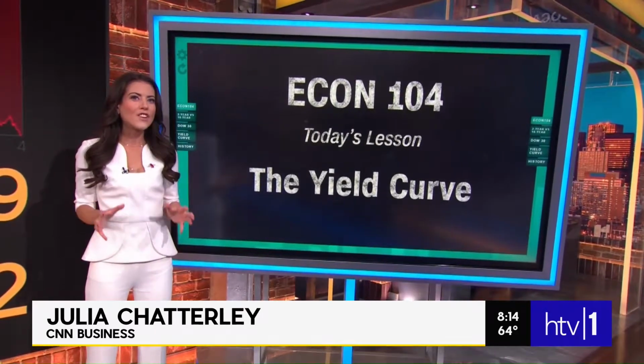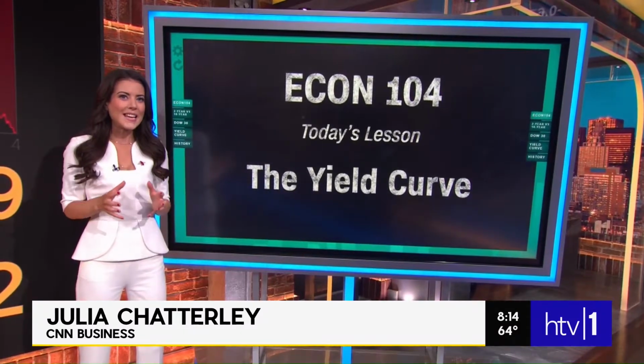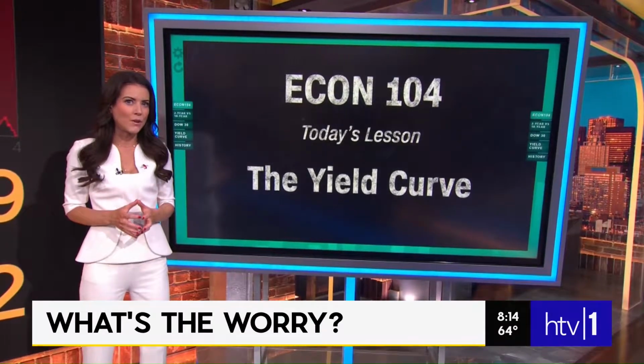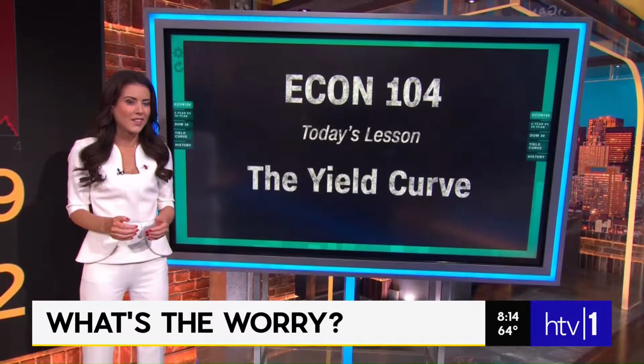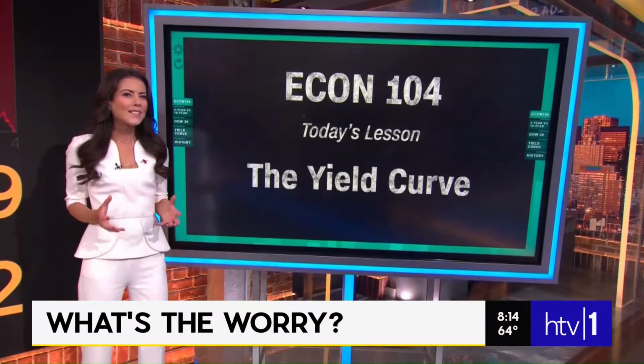Specifically, we saw an inversion of the yield curve. That's seen as a warning sign that's had an eerily accurate track record for predicting future recessions. So the question is, what is a yield curve inversion and why does it matter?